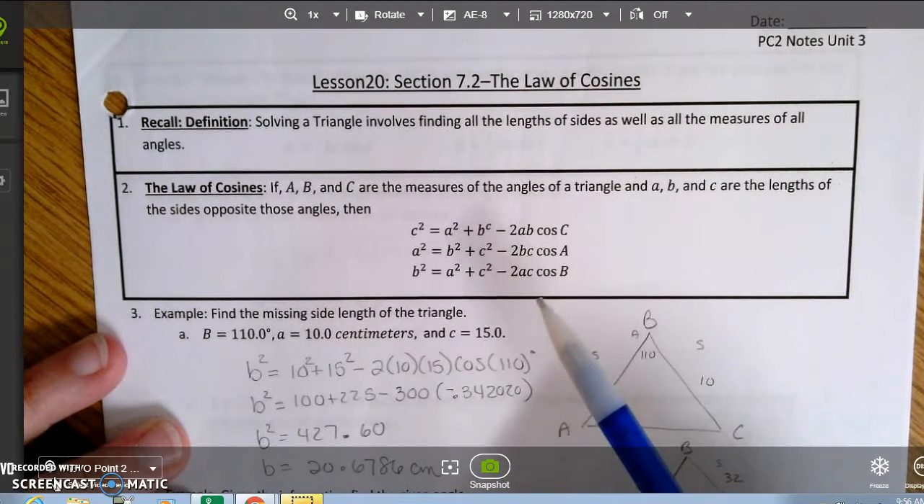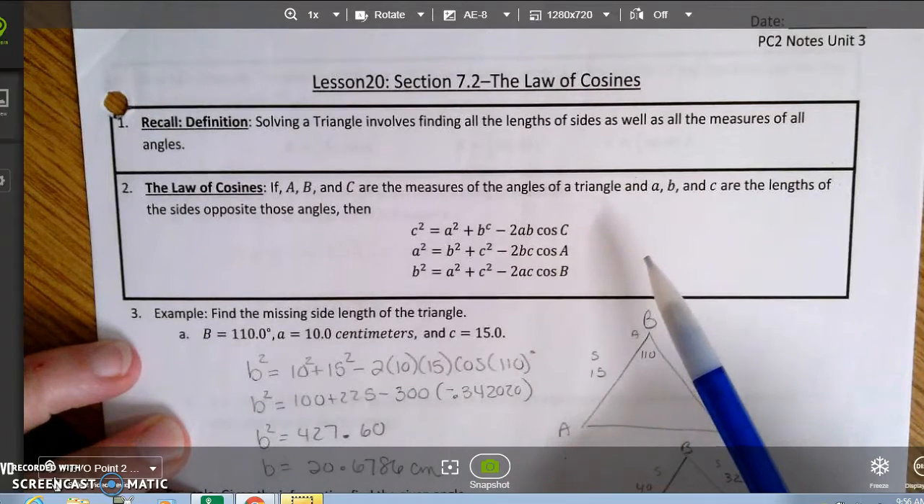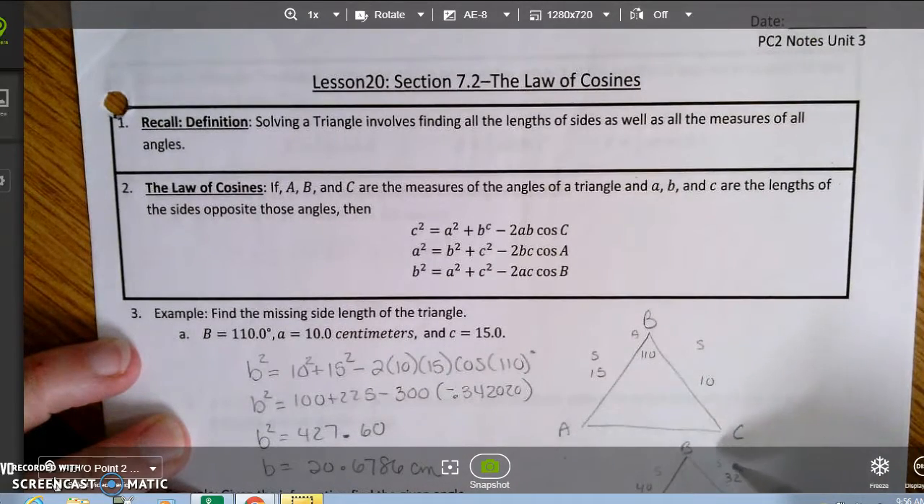And basically what law of sines and law of cosines allows us to do is find the missing angles or missing sides of a triangle. The difference between what we've done in the past is that these are not necessarily right triangles. So this system will work whether the triangle is right or not right, and that way you can find the missing sides and missing angles.